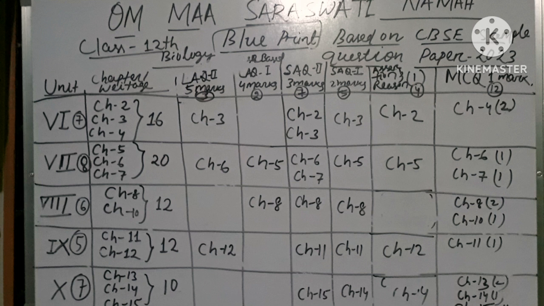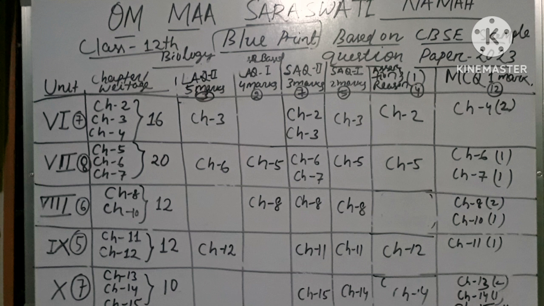So next is the 3 mark question. There will be 7 questions, and they will come from chapter 2, chapter 3, chapter 6, chapter 7, chapter 8, chapter 11, and chapter 15. From these chapters the 3 mark questions will come. The chapter 2 name you already know, sexual reproduction in flowering plants, and chapter 3 is human reproduction. Chapter 6 is molecular basis of inheritance, and chapter 7 is evolution.